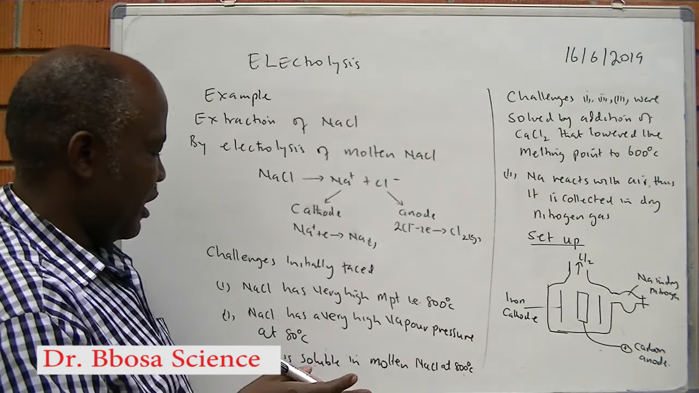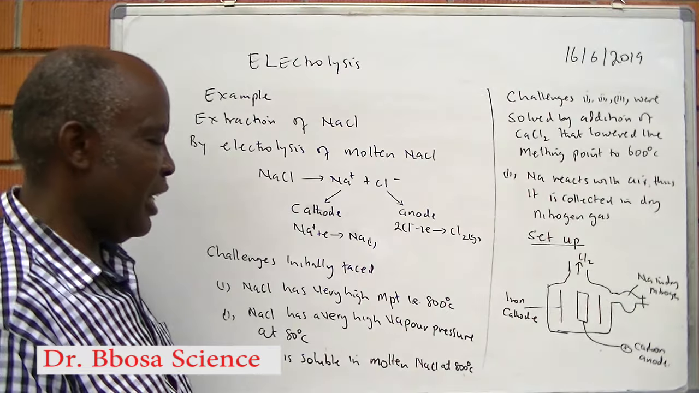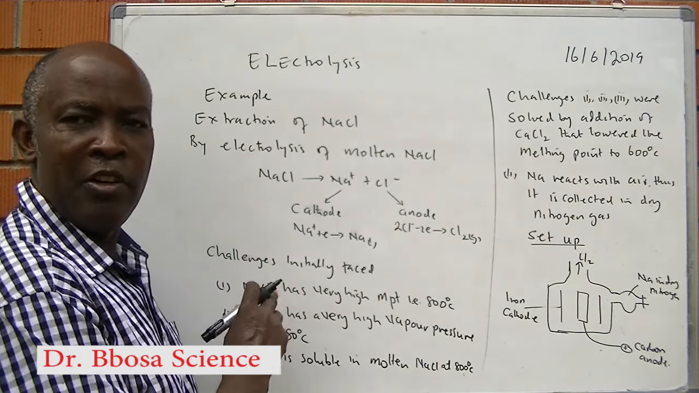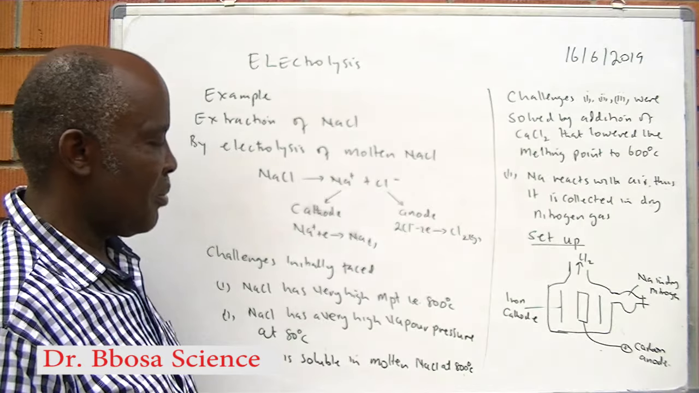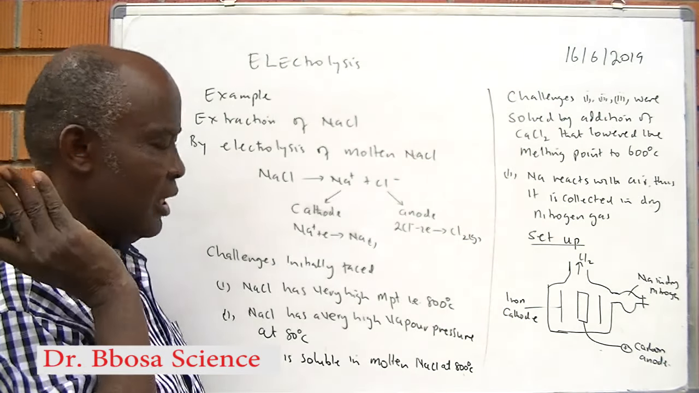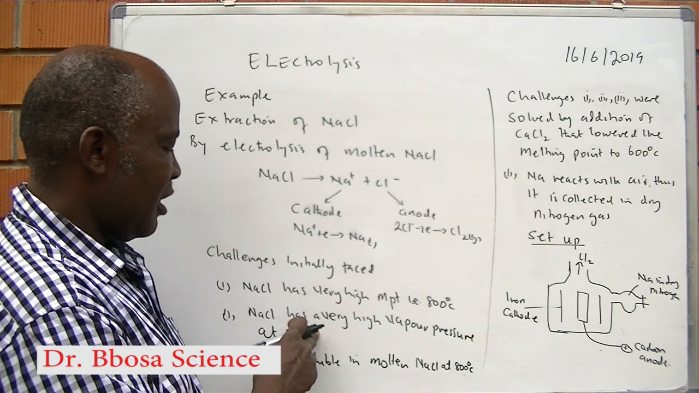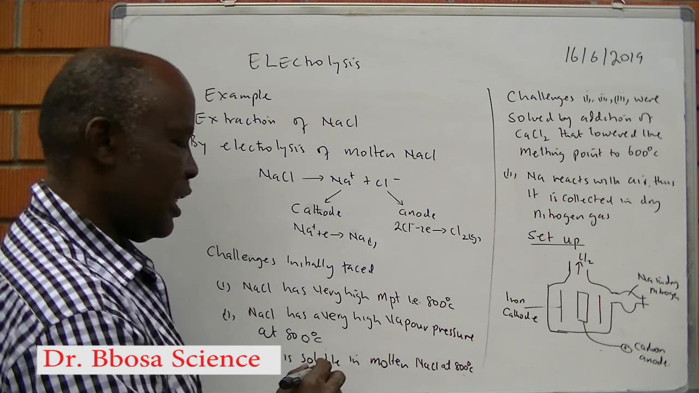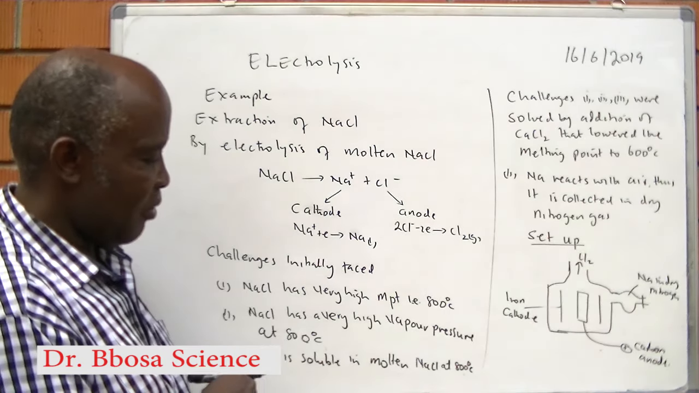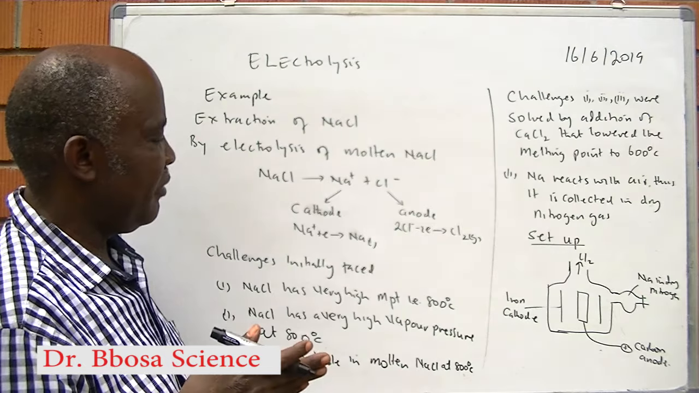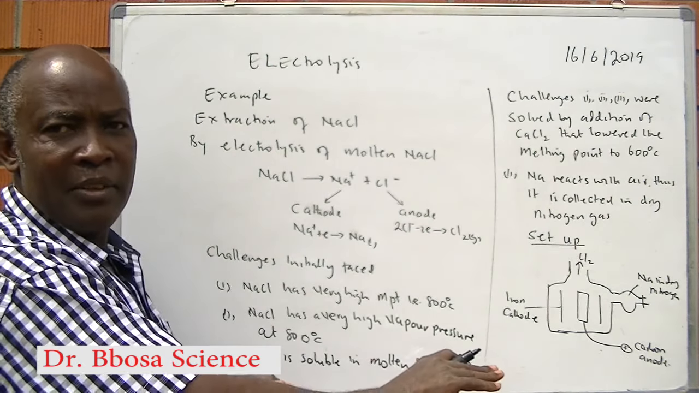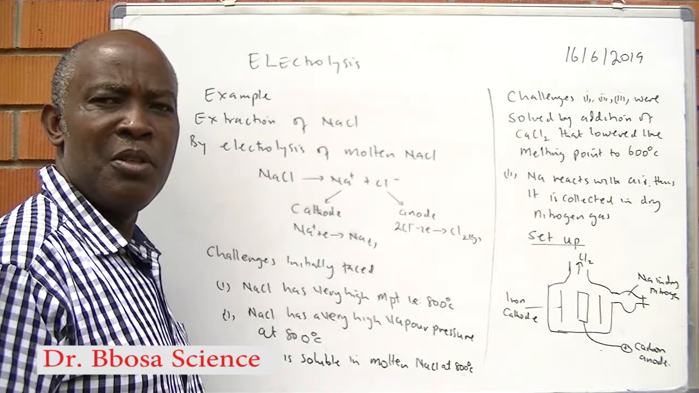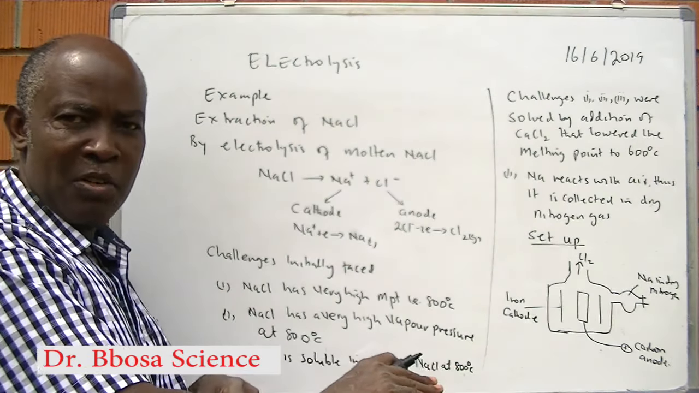So the initial challenges: first, sodium chloride has a very high melting point, 800 degrees. This means too much fuel is used. Using too much fuel means the cost of sodium goes up. Second, sodium chloride has a very high vapor pressure at 800 degrees Celsius. The vapors coming off sodium chloride are high. So when that vapor falls on your skin, sodium chloride absorbs water by osmosis from your skin, leading to death of the cells and then what we call ulcers or wounds.